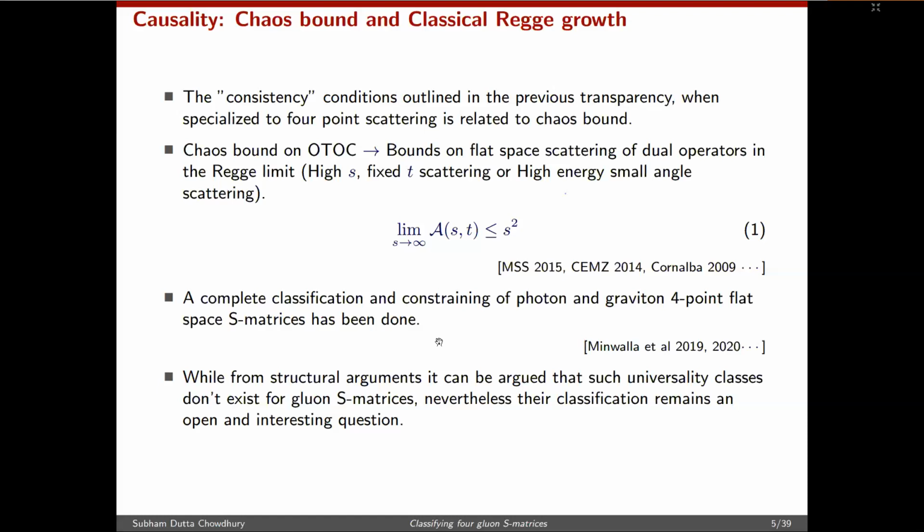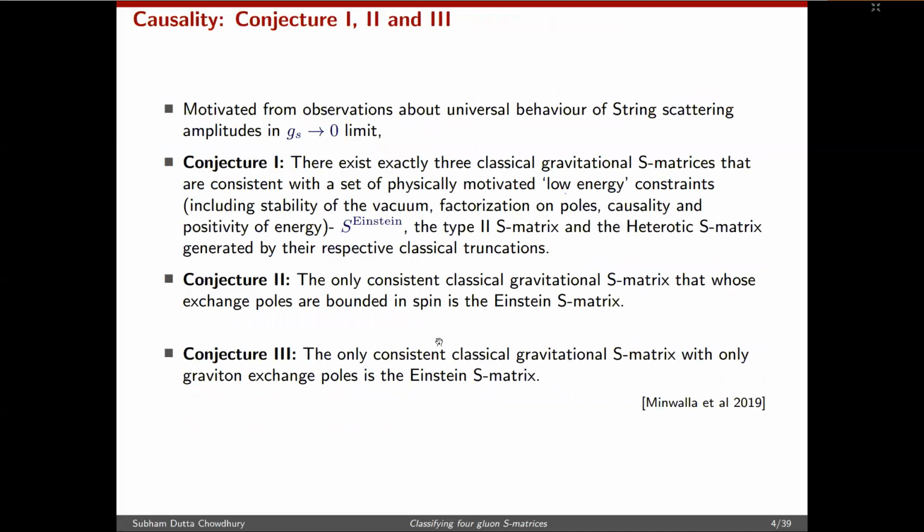Shubham, I have a question. Yes. Can you go back to your conjecture one and explain it, please? Because I didn't completely get it. So basically what we are saying is that we want to look at all the classical gravitational S-matrices that you can write down. All right. And so far, hello? Yeah.